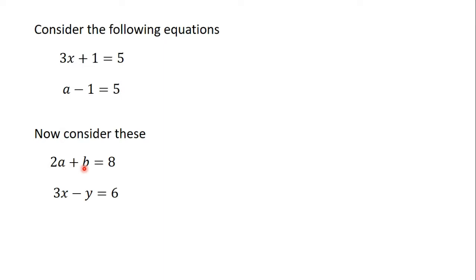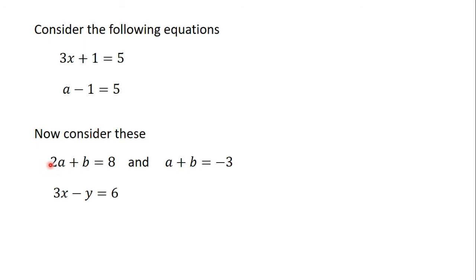Now, when there are two variables, you are going to need two equations to solve for the variables. So you can see that from here, there is only one variable, so you need just one equation to solve. In the same way, when you come here, there's only one variable, so you need just one equation to solve it. But when you consider this, there are two variables, a and b. So in order to find a and b, you are going to need two equations. So you will need another equation to solve this.